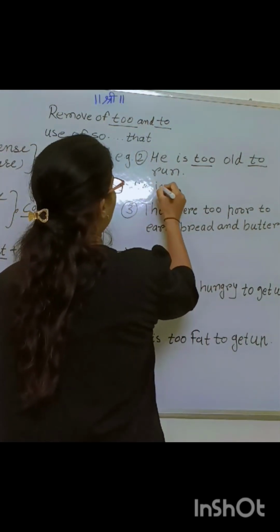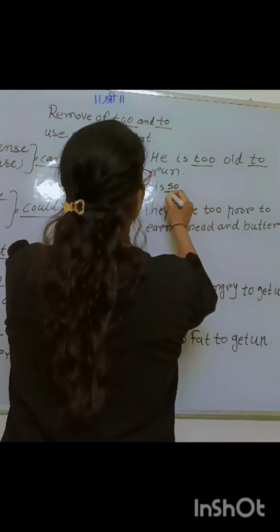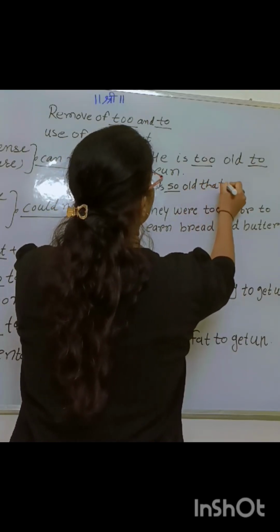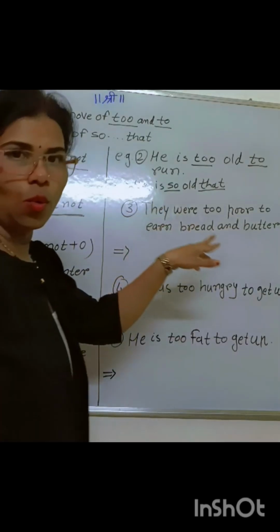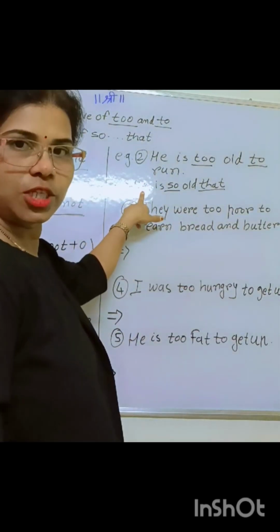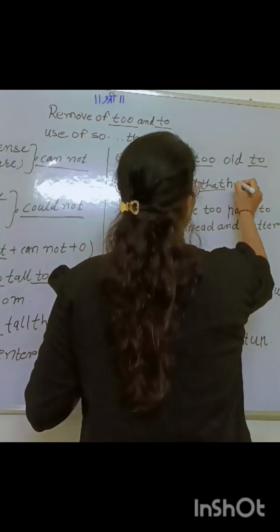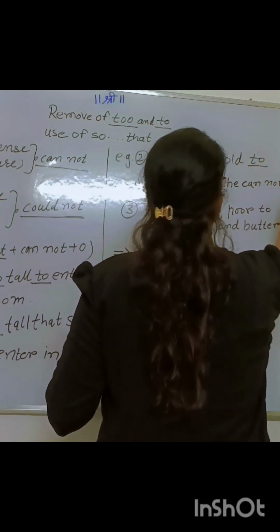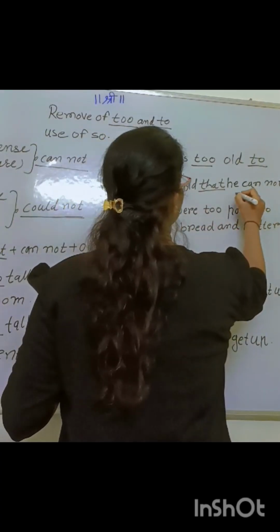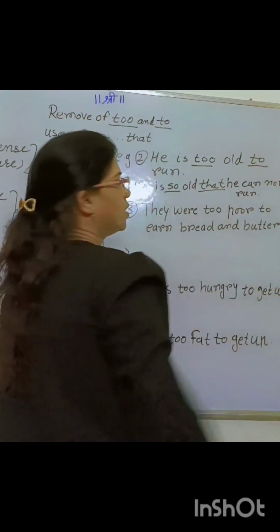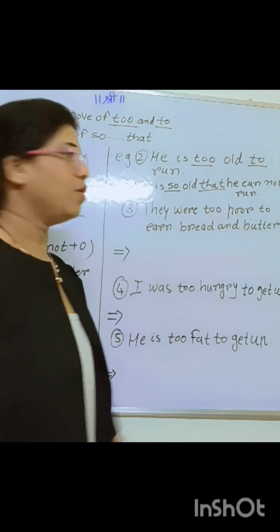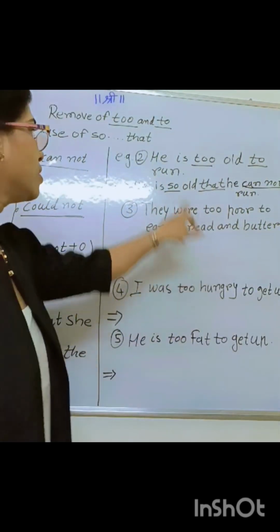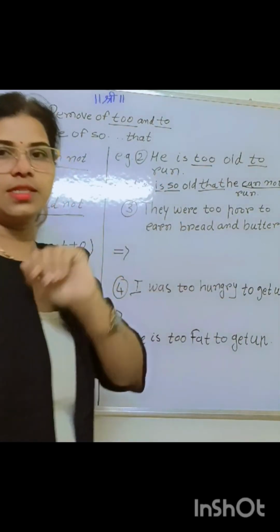He is so old. Take the verb and then write "that". He is so old that. Take the subject, he cannot run. The sentence is done. Why have we written "cannot"? We have written "cannot" because the sentence is in present tense. Understood?